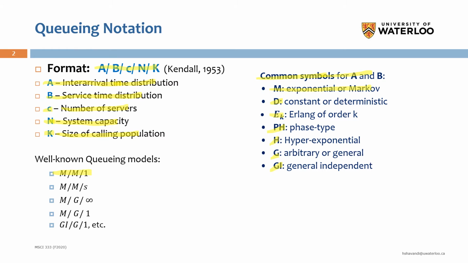M/M/1. The first M means that interarrival time is exponential. Then the second M means the service time is exponential. And the third one, which here is 1, means that we have just one server. So this is a single server model in which interarrival times and service times both are exponential. We had this example before, in chapter 2 and chapter 3, you remember that.